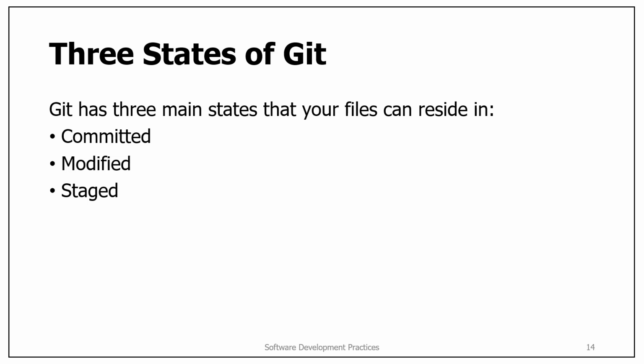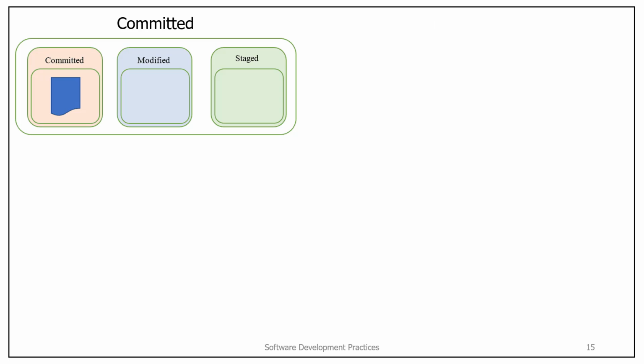And here in Git you will have 3 stages. One is the committed stage, second is the modified stage, and third is the staged stage. So you can see them one by one. First we shall see the committed stage. Here you can see the image.